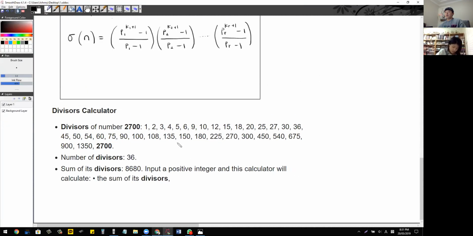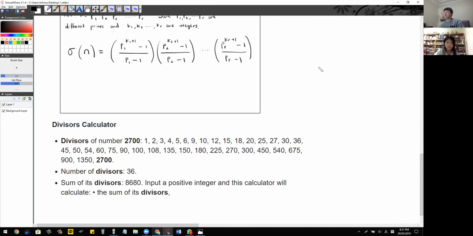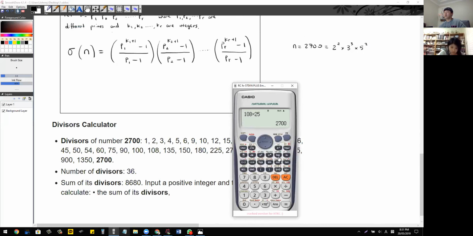So this is our test. So we're going to see if this is working, okay? So that is 2,700. And this is equal to 2 to the power of 2 times by 3 to the power of 3 times by 5 to the power of 2, I think. Because 2 squared, 3 cubed, and then 5 squared. Times. Yeah, 2,700.